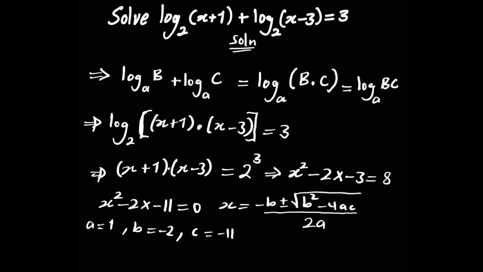Okay, so x is equal to 1 plus or minus 2 square root 3. So this will be your final answer.